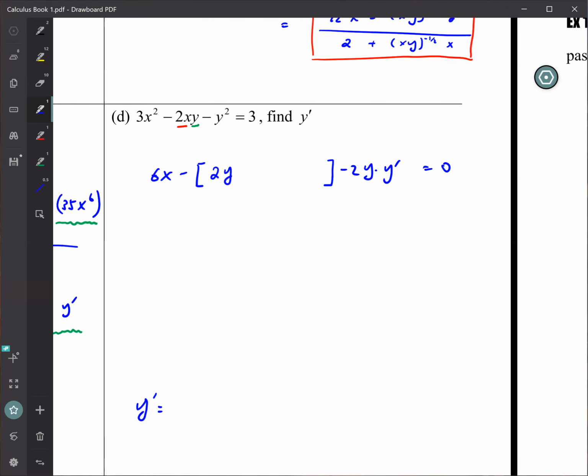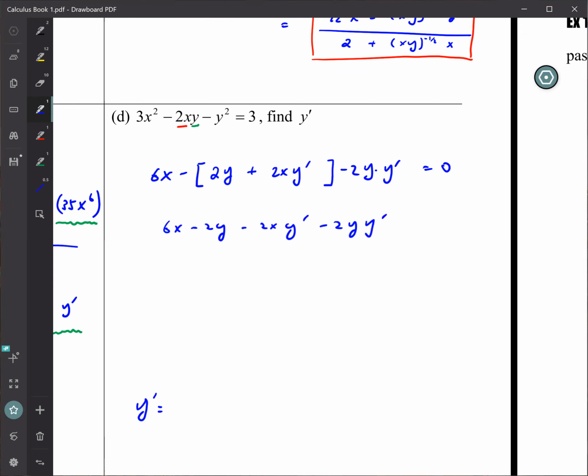What's the prime of 2x? 2? Yeah, so that's why it should be 2, right? And then 2 times y, plus negative 2x times y prime. We're keeping the negative outside. So 2x times y prime, 2xy prime. And then of course you can bump in the negative, right? So it'll be 6x minus 2y minus 2xy prime.